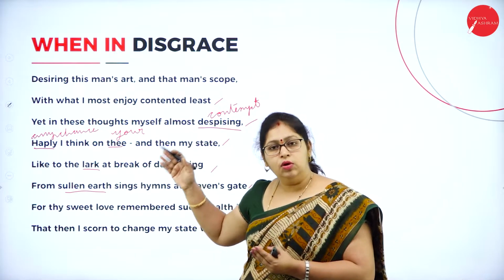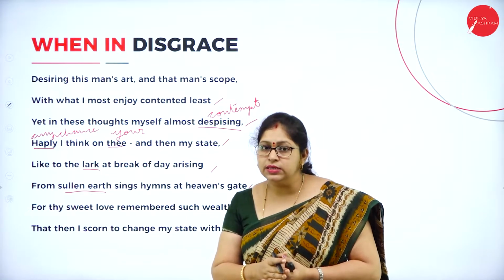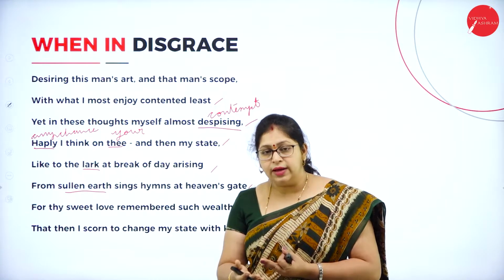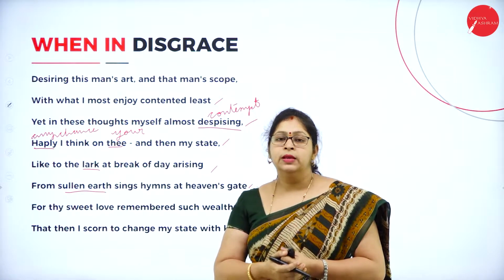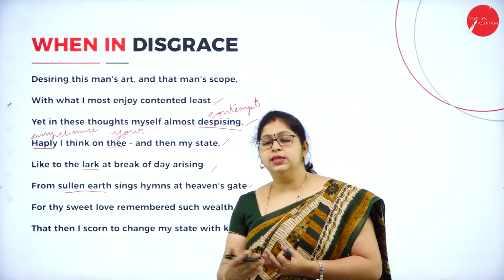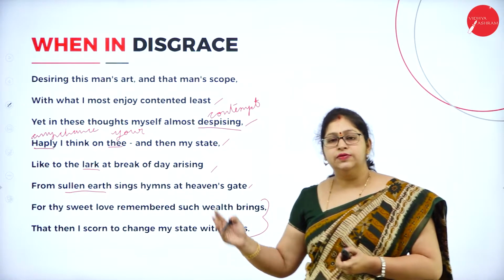So the whole poem is about the anxiety, the love and the grievances he has. He is comparing his fate with the others who have better fortune. So this is all the comparison between the poet and the other people in the society. So this is about sonnet 29.